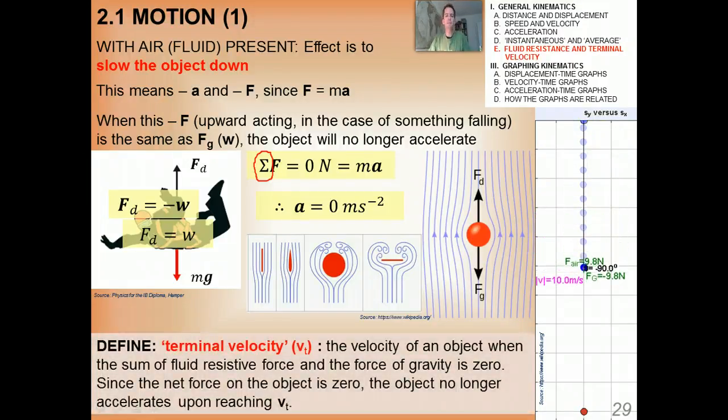Now, the formal definition of terminal velocity is as follows: the velocity of an object when the sum of the fluid resistive force and the force of gravity is 0. We've already gone through that.